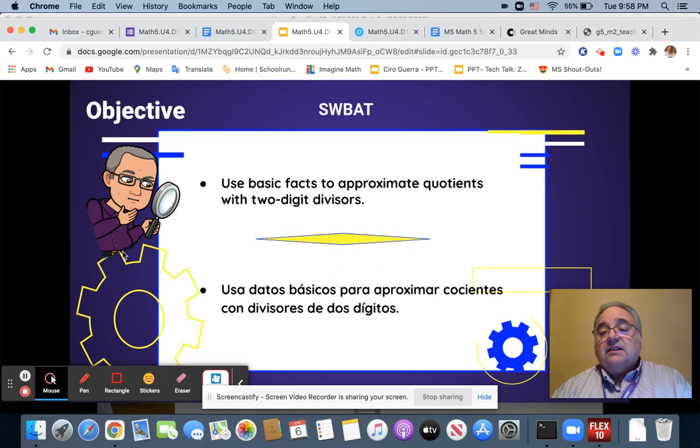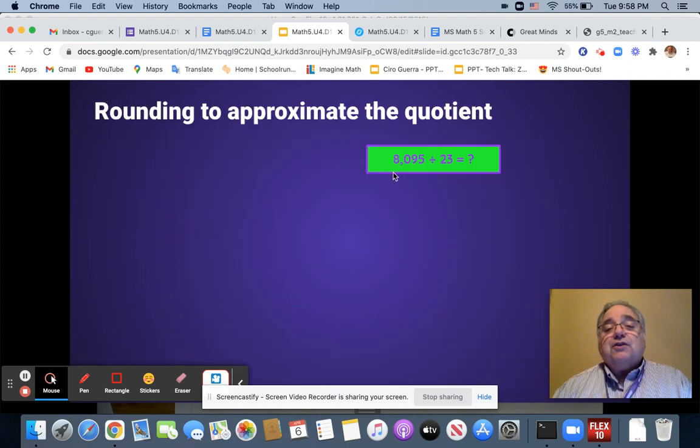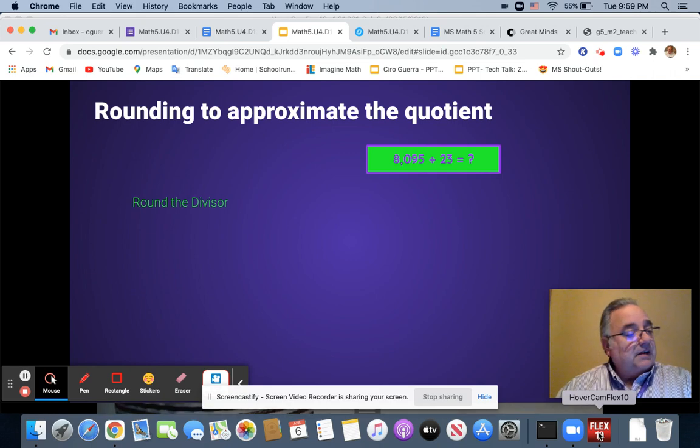Let's continue. Let's take those skills we learned from yesterday and put them to good use. So the first problem is 8,095 divided by 23. What is the first thing you will have to do to get this answer? Remember, we're rounding to approximate the quotient. Yes, I heard it in one of the classes. Yes, we will round the divisor. So if we round the divisor, let's go over to the flex cam right here.